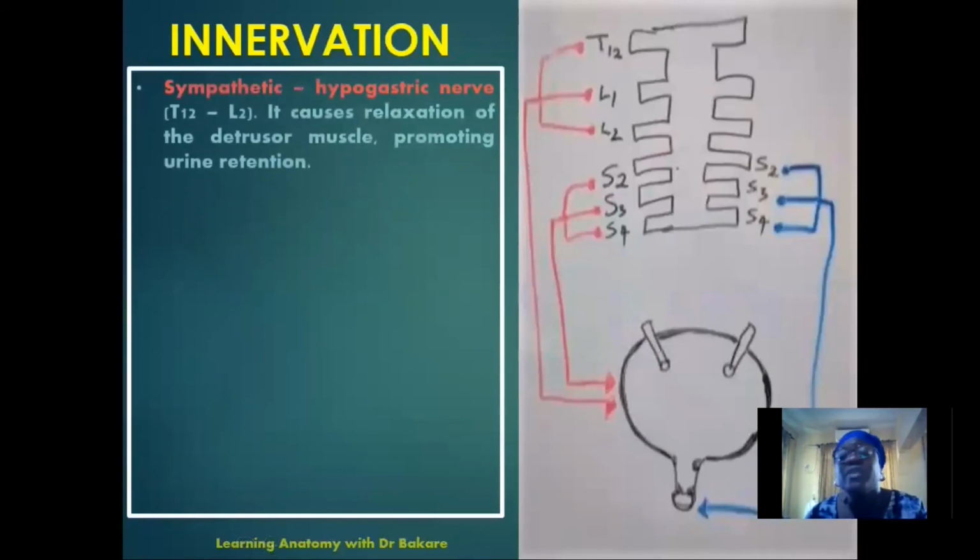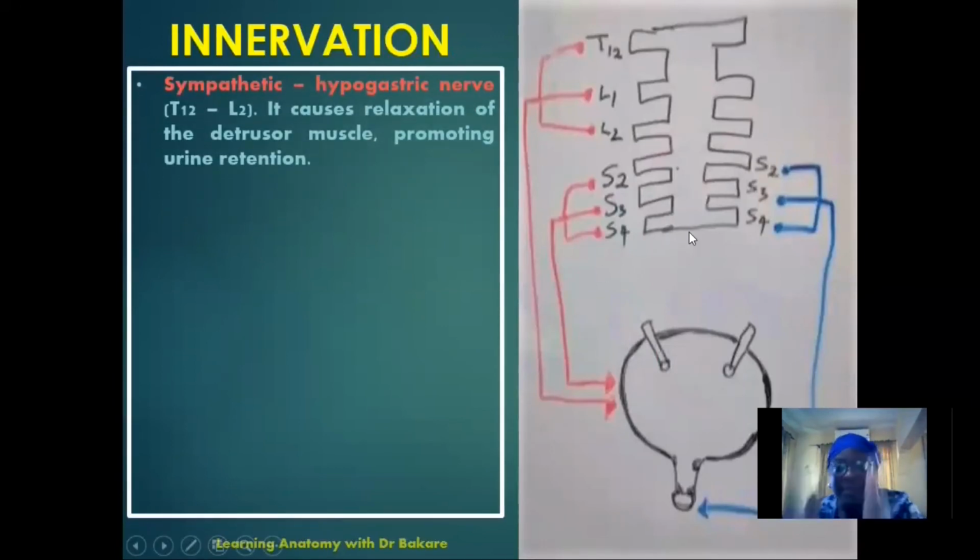For innervation, I've tried to present the innervation of the urinary bladder in this simplified format. The urinary bladder is supplied by sympathetic, parasympathetic, and somatic innervation. The sympathetic innervation of the urinary bladder is supplied by the hypogastric nerve, which arises from the lower part of the thoracic spinal nerves to the upper part of the lumbar spinal nerves, so T12 to L2. Sympathetic innervation is exhibited during emergency situations, and the action it shows is relaxation of the urinary bladder. This is the hypogastric nerve that gives sympathetic innervation to the urinary bladder.